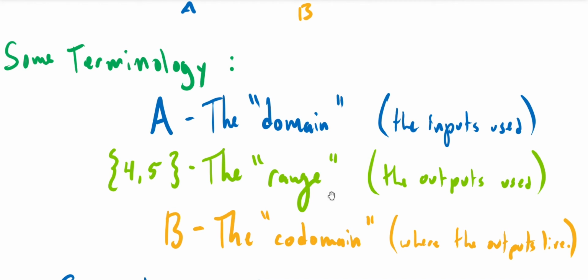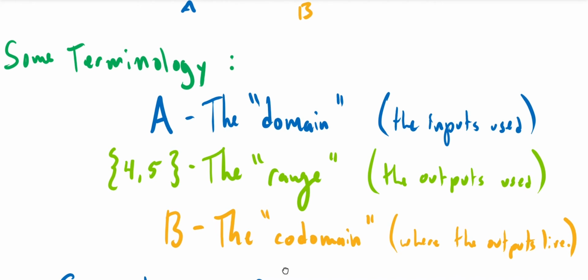Then we've got the range. These are the outputs that get used. 4 and 5 were the only outputs that got used. There's a special name for the place where the outputs live called the codomain. We won't focus on that so much in this class. We'll focus mostly on domain and range.